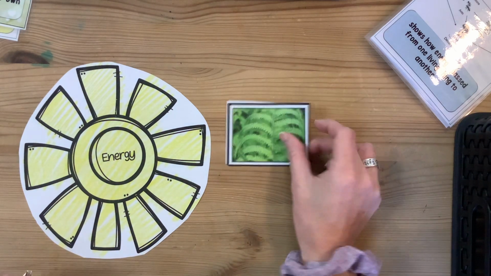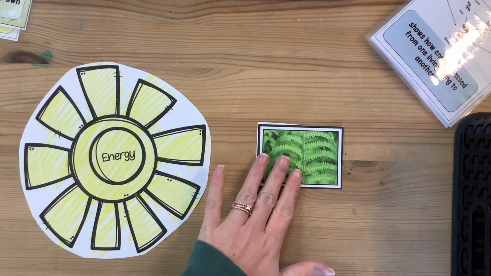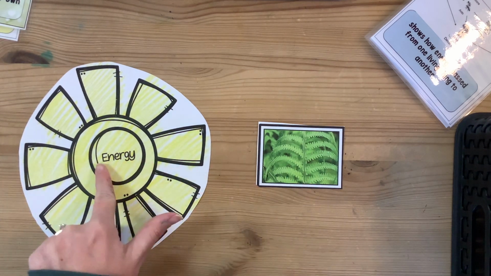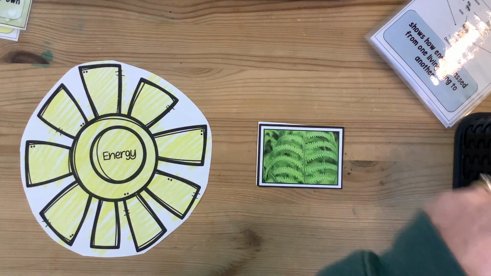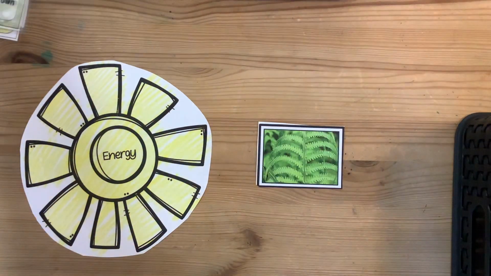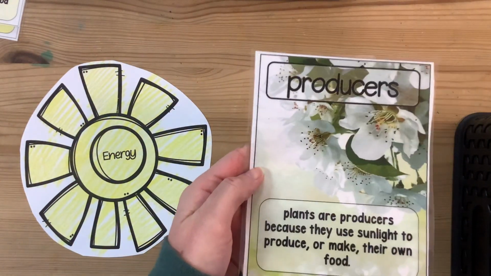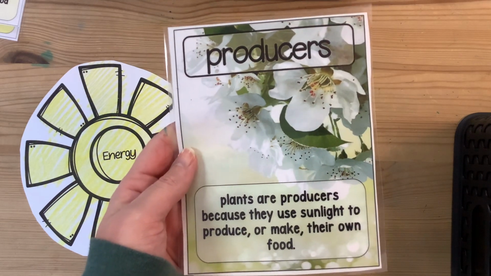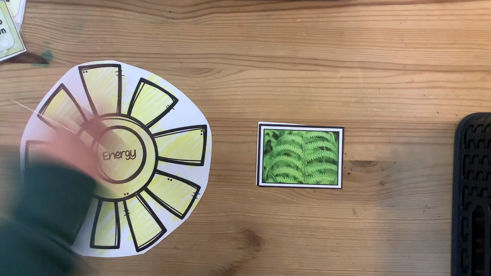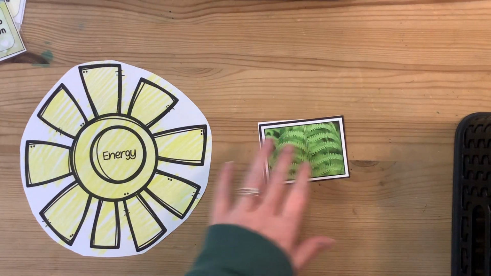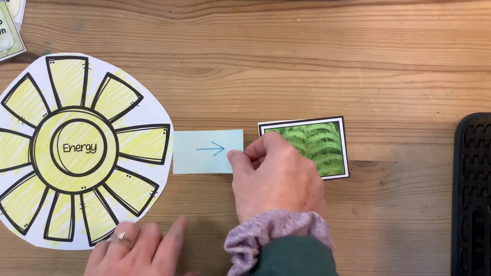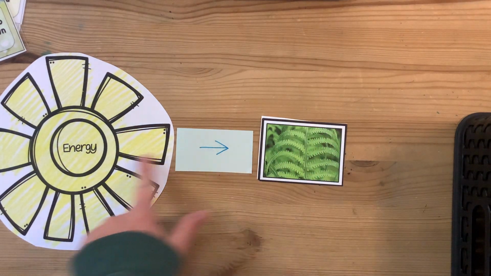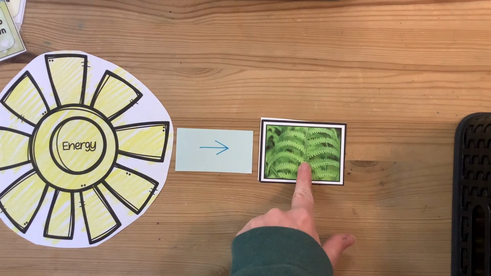So the sun, this plant here gets its energy from the sun. It makes its own energy from the sun. That's what makes it a producer. Producers are plants. They use sunlight to produce or make their own food. So the energy goes from the sun to the plant. This arrow here shows where the energy goes. It goes from the sun to the plant.